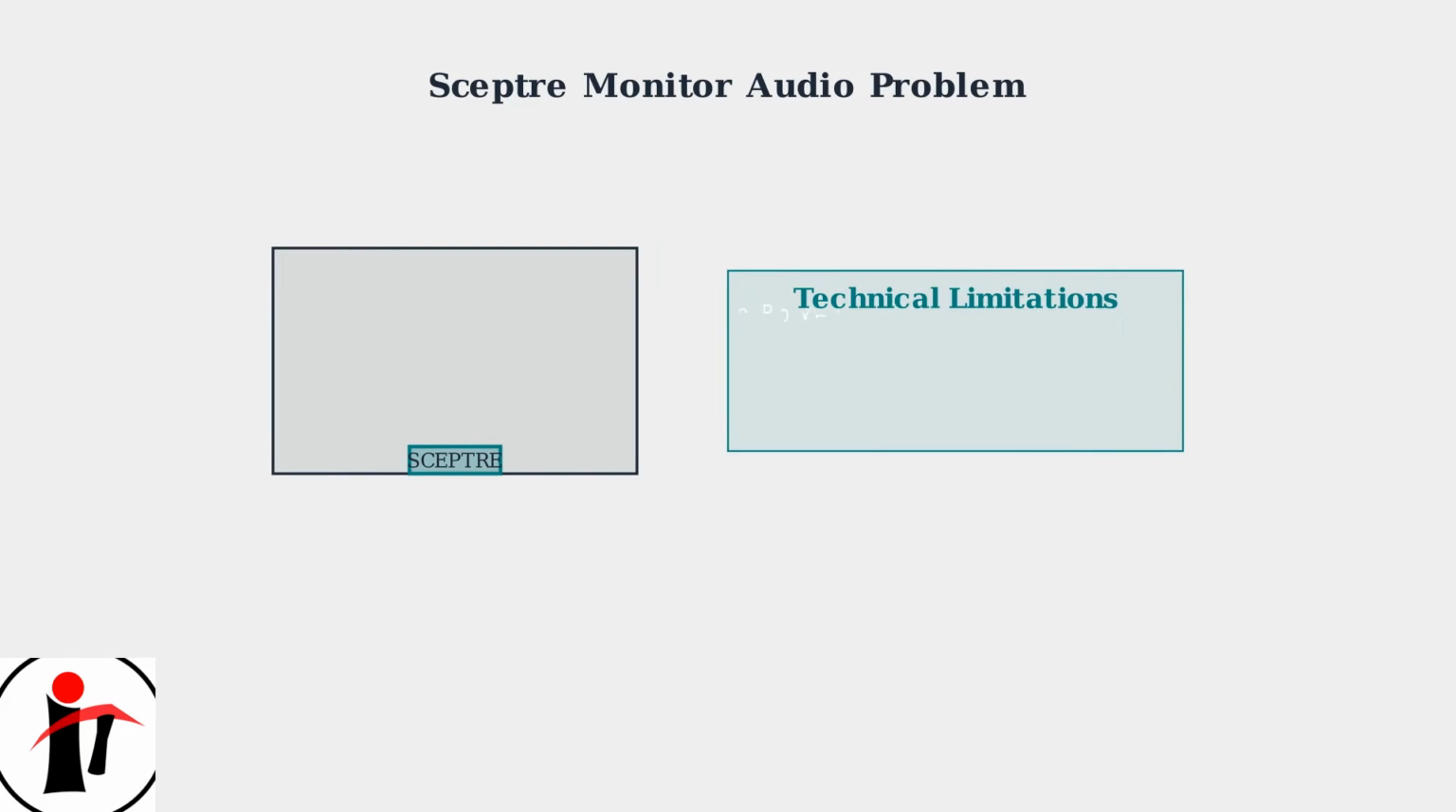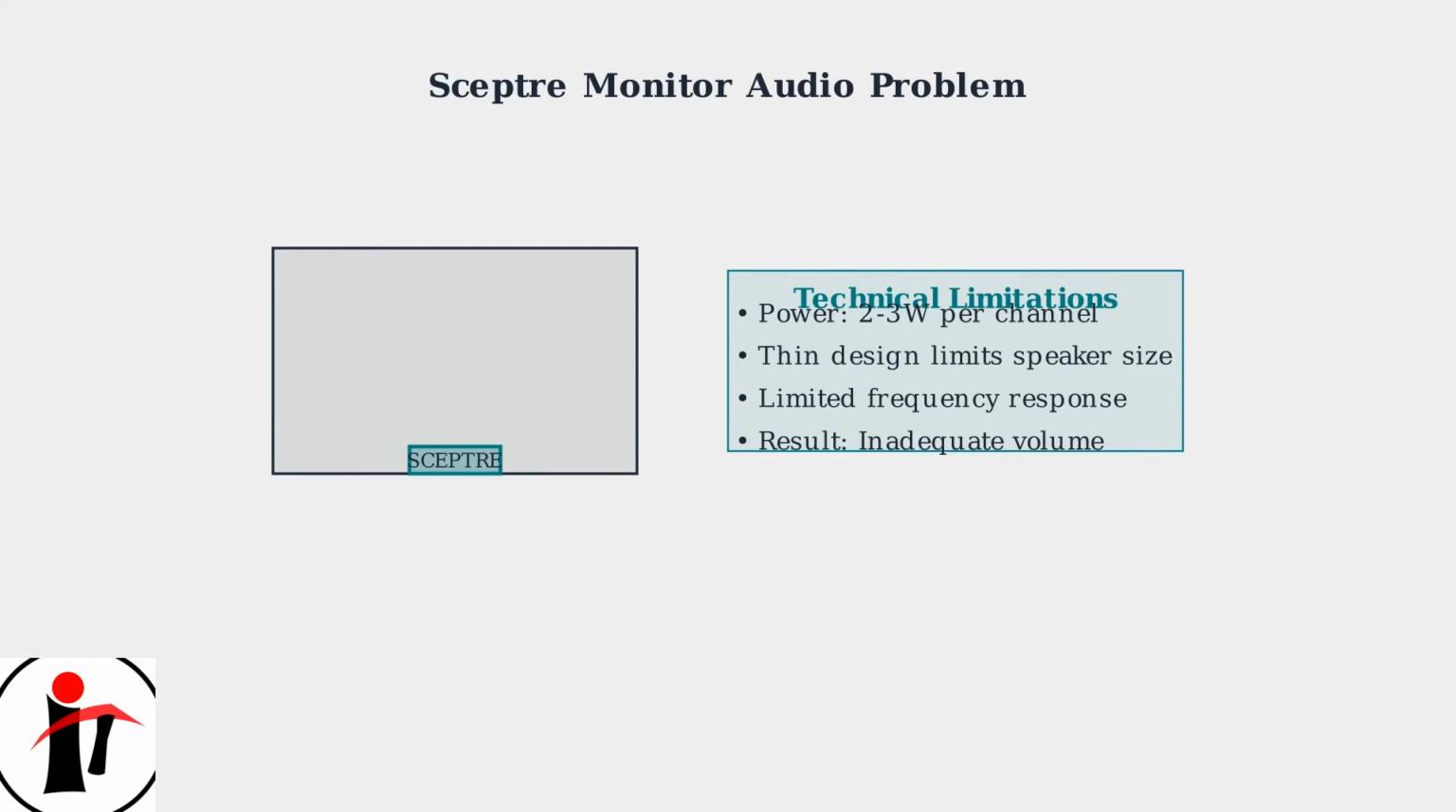Sceptre monitors are popular budget-friendly options, but they come with a significant limitation: weak built-in audio. Understanding this problem and knowing quick software fixes can dramatically improve your audio experience without spending money. The core issue is technical.